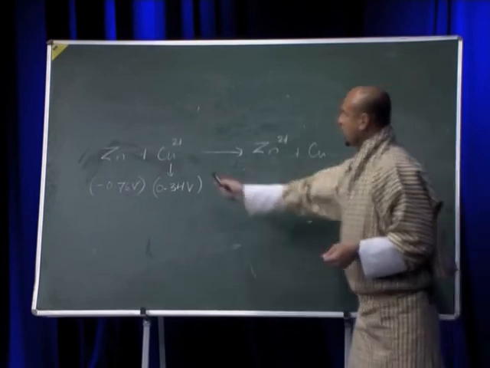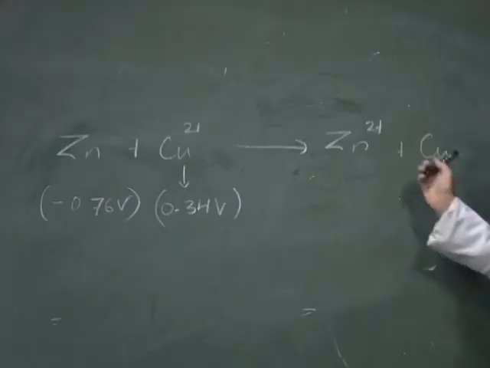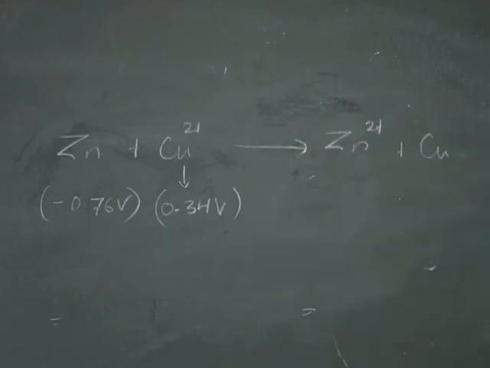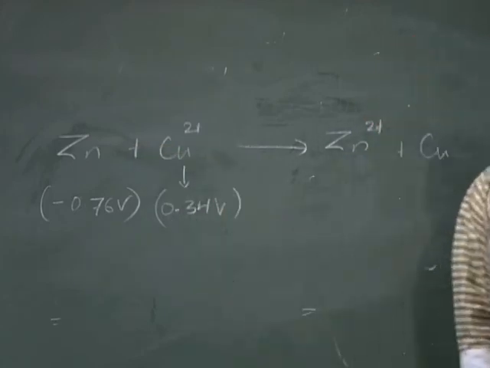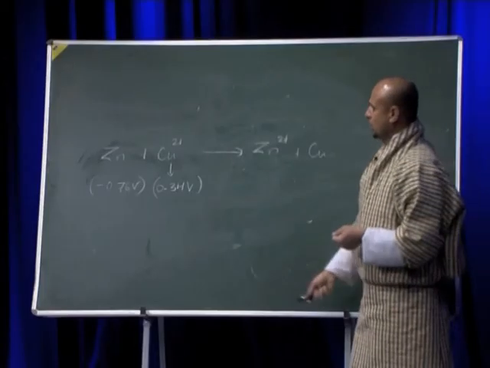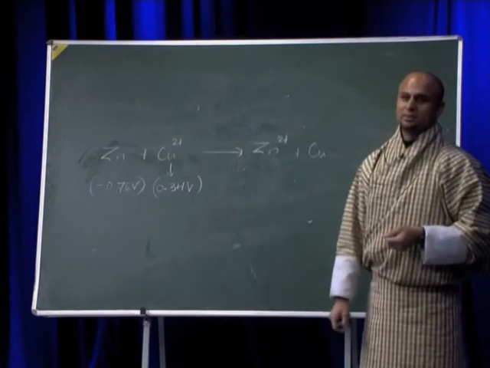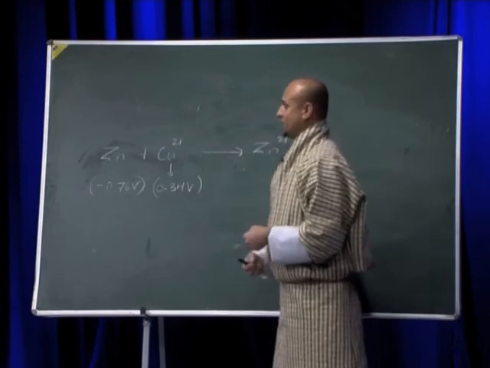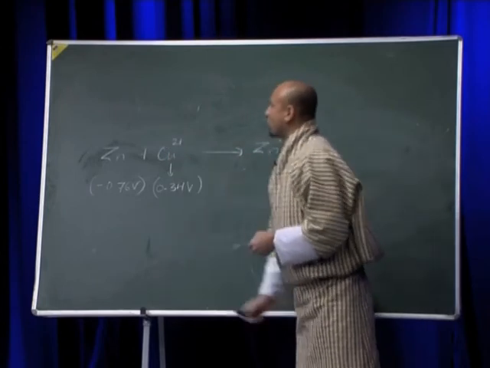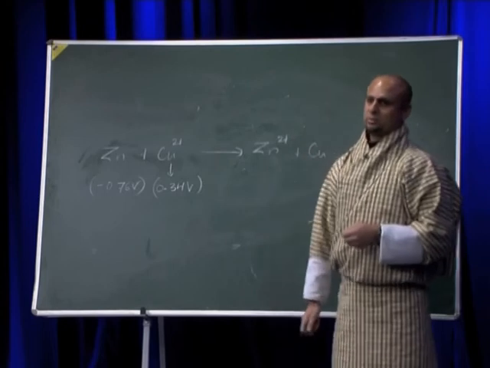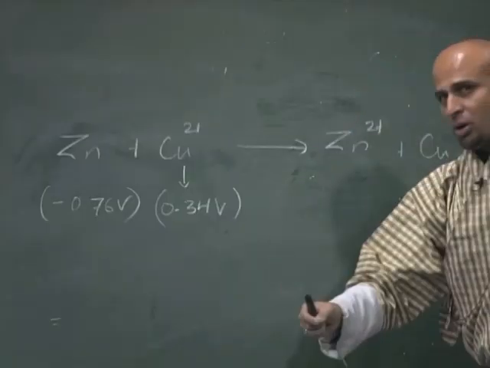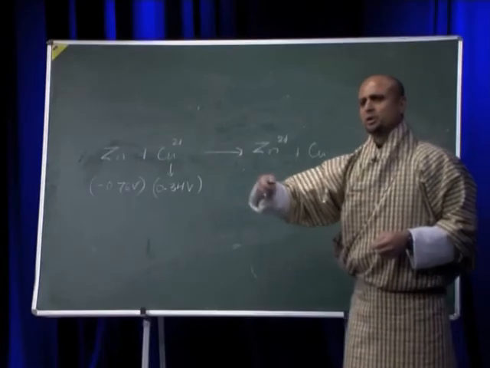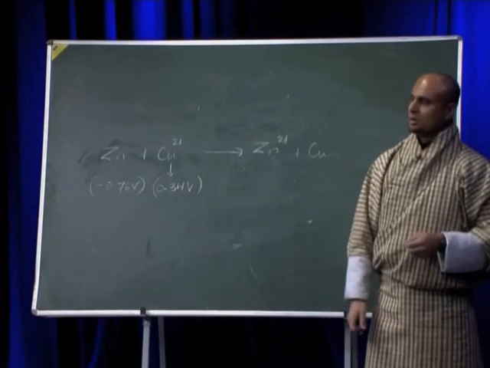Now, if you look at copper, copper is reduced to neutral copper metal. But it is helping zinc to get oxidized by accepting its electrons. So copper is the oxidizing agent here, because it's helping zinc to get oxidized. The oxidizing power of copper will depend on the reduction potential value. That's why oxidizing power depends on reduction potential value, and the reducing power of an electrode depends on oxidation potential value.